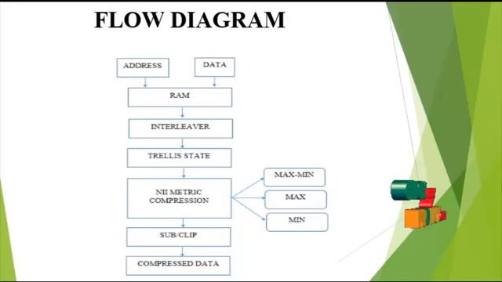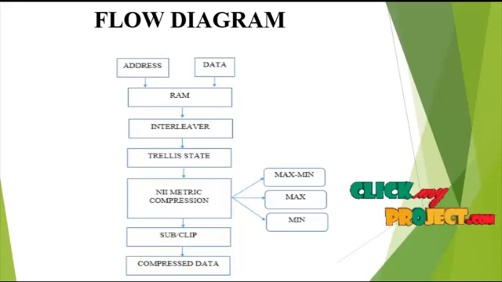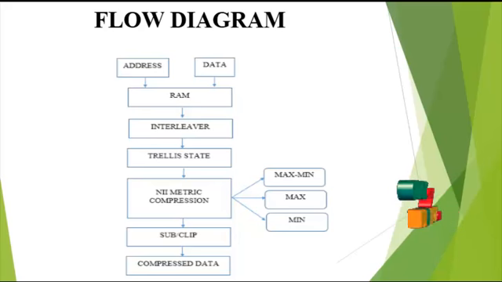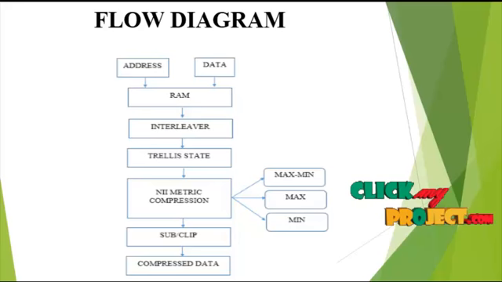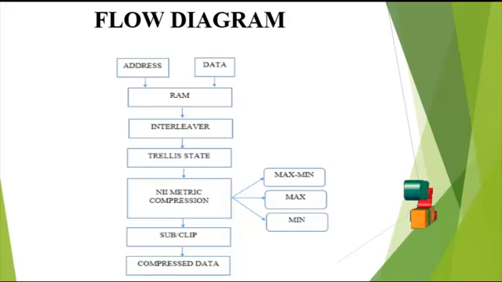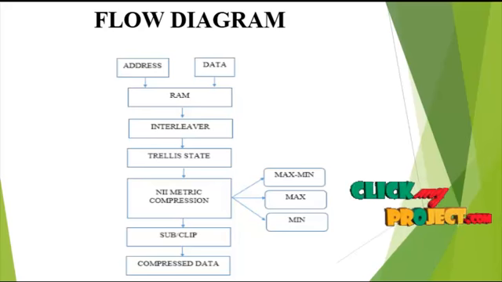Next we are going to see the flow diagram for our product. In our product we have implemented NII metric compression for the turbo decoders. The architecture we have given address and the data. The address is 8 bits and the data is also 8 bits, which is stored in the RAM. Then the RAM outputs the 8-bit data with the 8-bit address. It is given as input to the interleaver. Then the output from the interleaver is given as input to the trellis state. Then the output of the trellis state, consisting of 8 bits, is given as input to the NII metric compression.